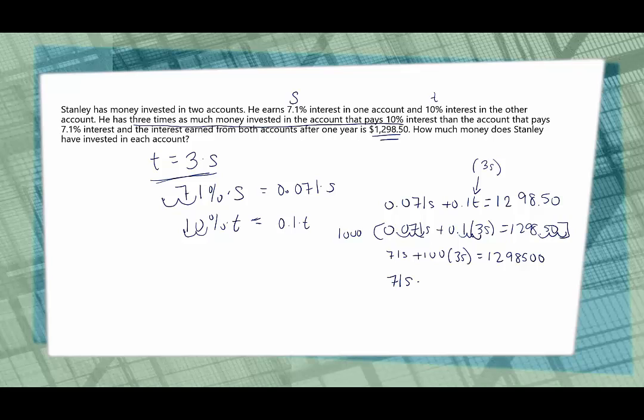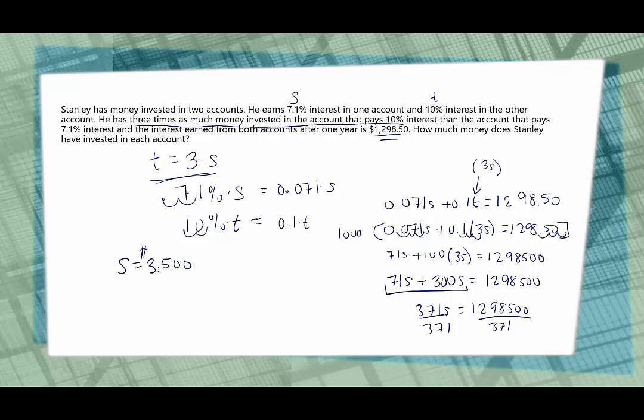Okay, let's clean up the left-hand side. This would be 71S plus 3 times 100, which is 300 times S, equals 1,298,500. Adding these values together gives us 371S equals 1,298,500. Last step, divide both sides by 371. I hope you have your calculator handy. And when we divide by 371, we should end up with 3,500. So we get S is equal to 3,500.